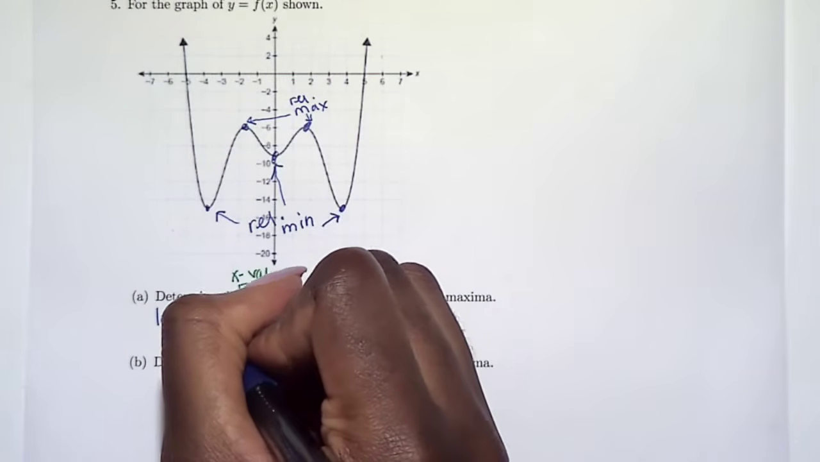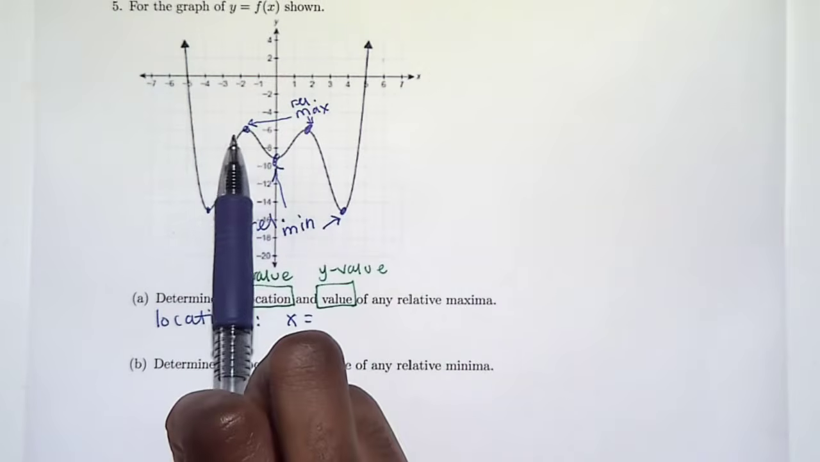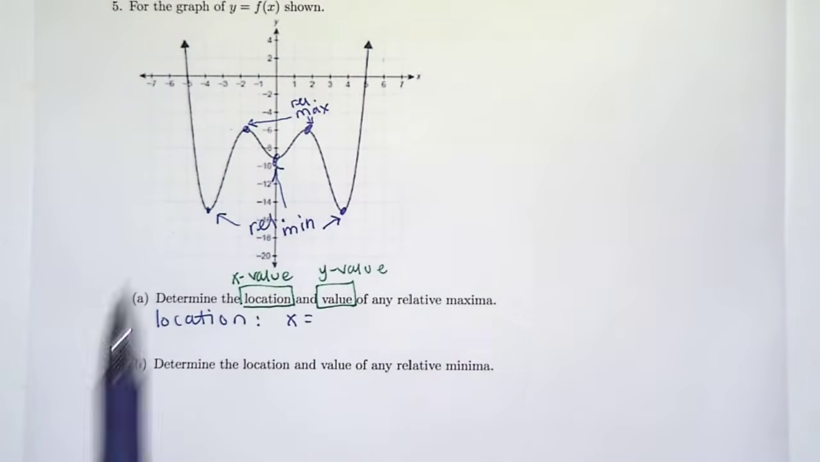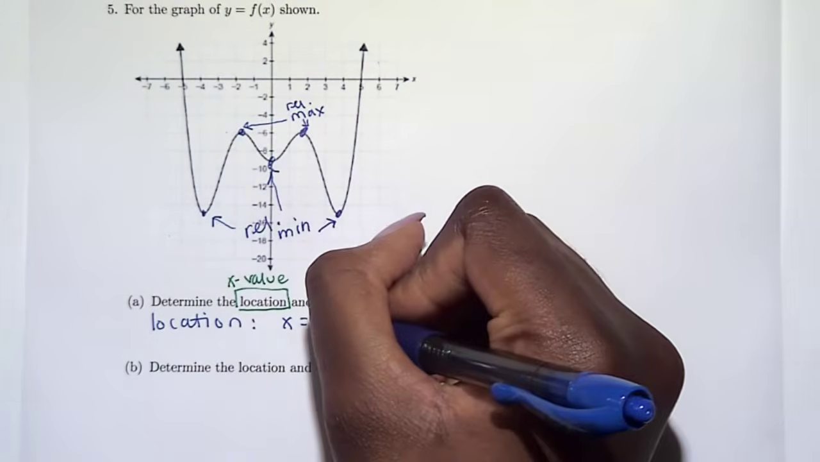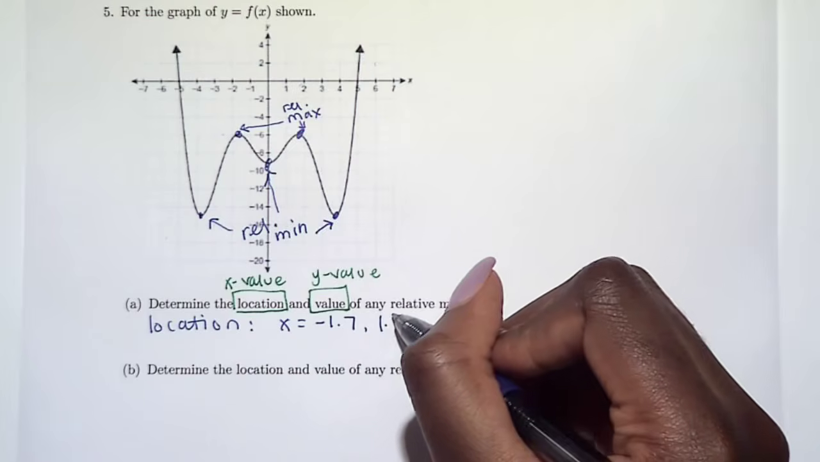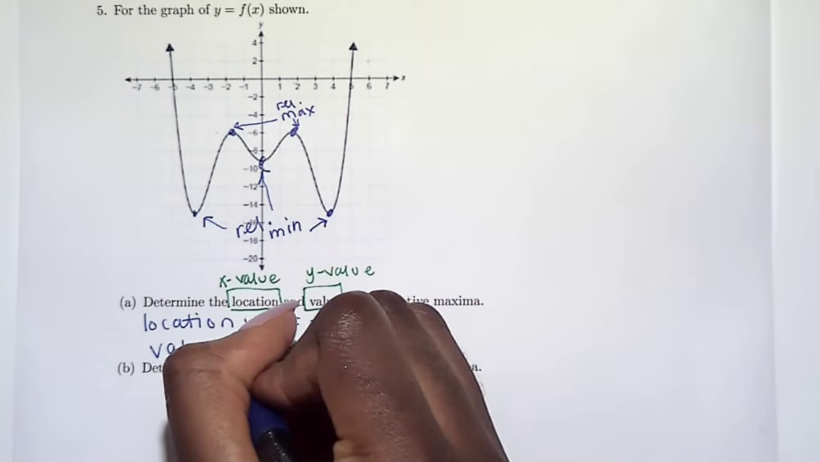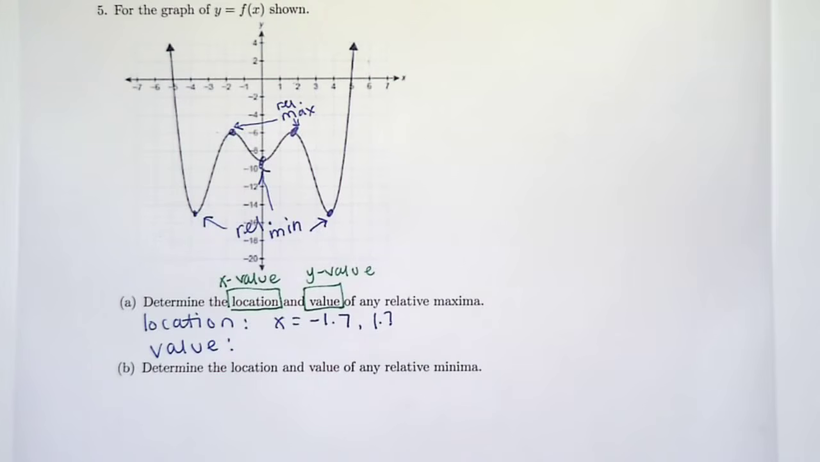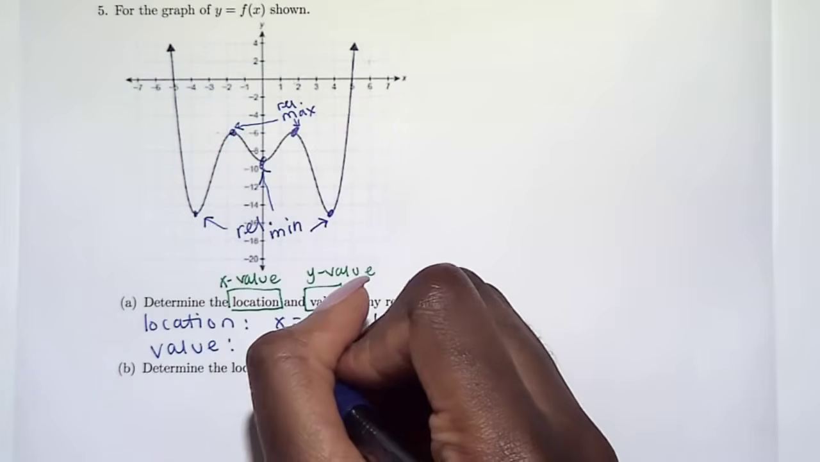Let's start with location. So what are the locations of our two, actually they're the same function value, but on our picture, these two places, what are the x values here? Well, they're not exactly clear, so I'm going to go with negative 1.7 maybe, and also a positive 1.7. Those are the x values where the relative max occurs. And so the value, the maximum value of our function, the relative max, that's at negative 6. Only one value.